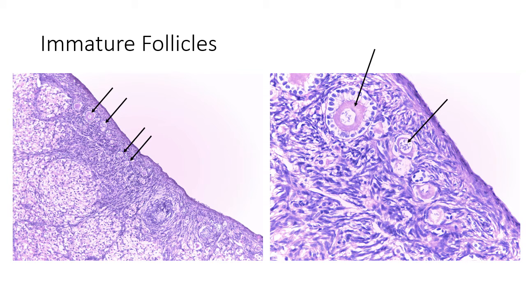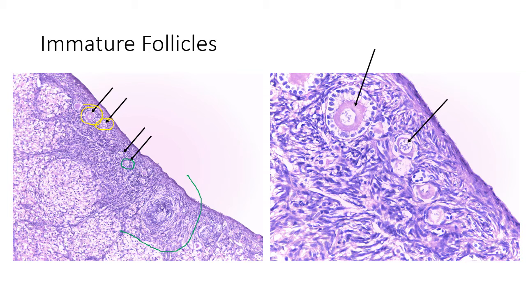So at low power, we can see around the edge of the ovary, right? In the cortex of the ovary, around the edge here, we see these little tiny circular things, right? This is on very low power, probably on 4x or 40 total times magnification.